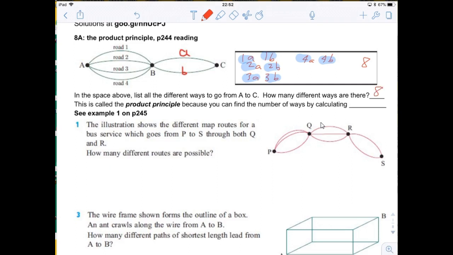This is called the product principle because you can find the number of ways by calculating 4 times 2. So you don't have to sit there listing out every way. You could just take the number of ways you could complete the first task, 4, and then count up the number of ways you could do the second task, 2, and multiply them together.